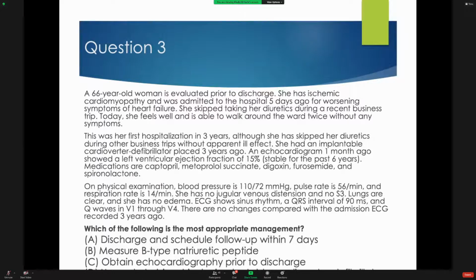Okay, so what do you think here? We put her back on her diuretics and we wait. So what is the answer? A. Discharge and schedule follow-up within 7 days. So why is it not measurement of BNP?